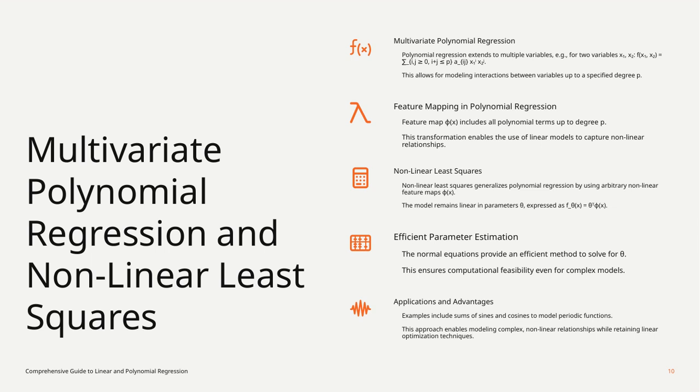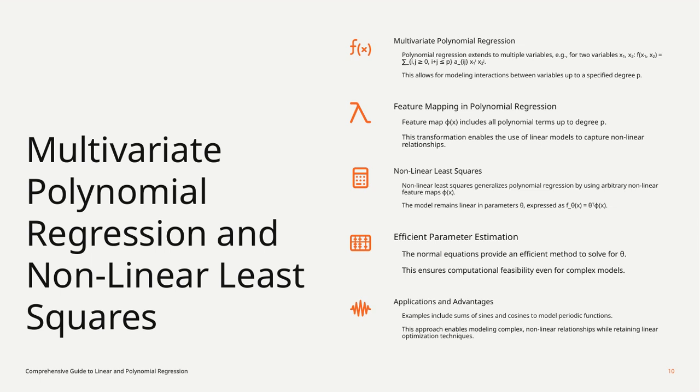Now, in polynomial regression specifically, we use a feature map that includes all polynomial terms up to a certain degree p. This transformation allows us to capture nonlinear relationships using linear models, which is pretty neat because it simplifies the process while still modeling complexity.